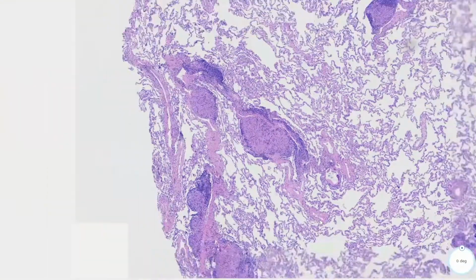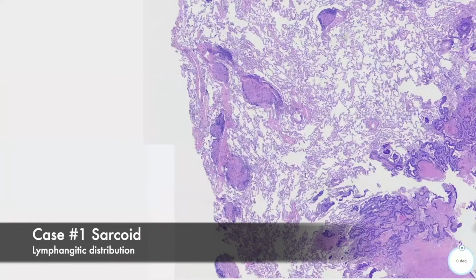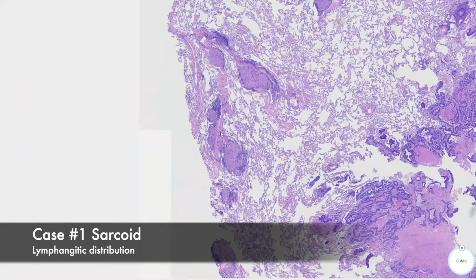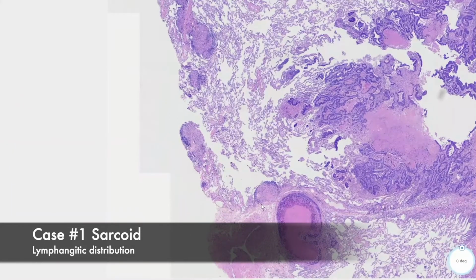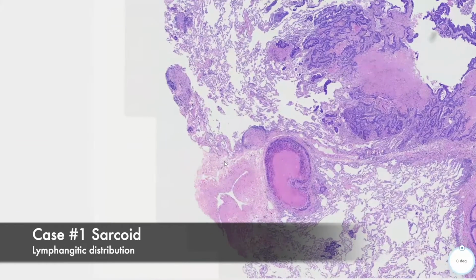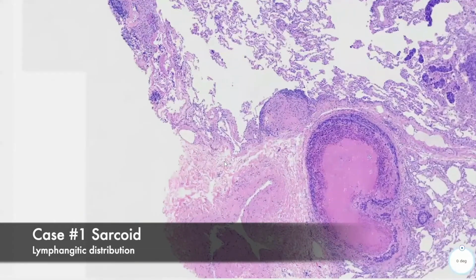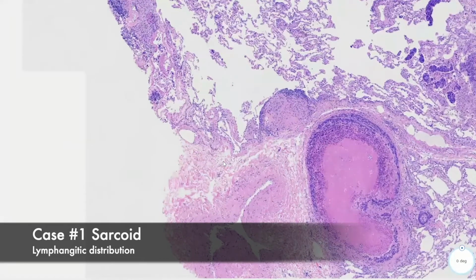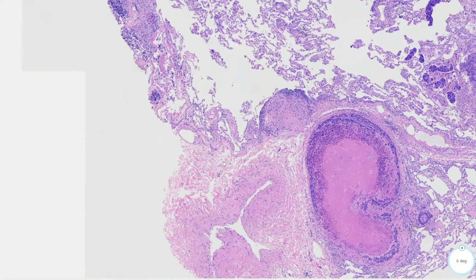I'm just going to go to lower power here, and you can see them tracking along the interlobular septa here. You can also see them associated with these bronchovascular bundles. We don't have good pleura in this section, but you'd also see them tracking along the pleura. So this combination of involving the bronchovascular bundles, interlobular septa, and subpleura is consistent with a lymphangitic distribution. So putting this together, these features are most consistent with sarcoidosis.